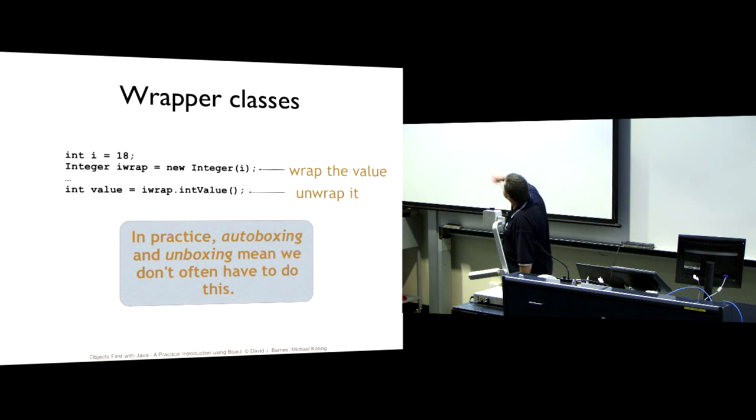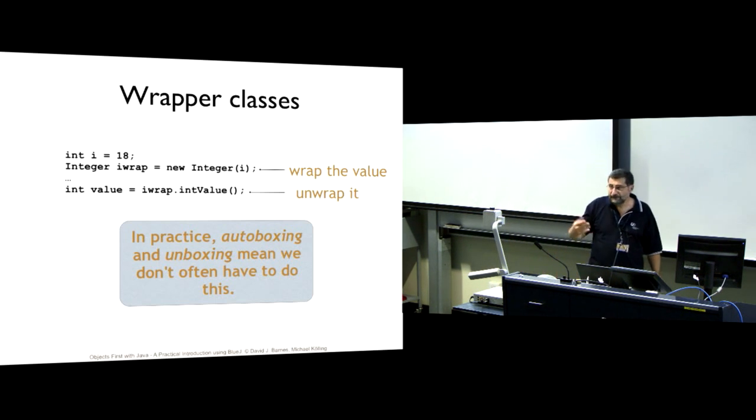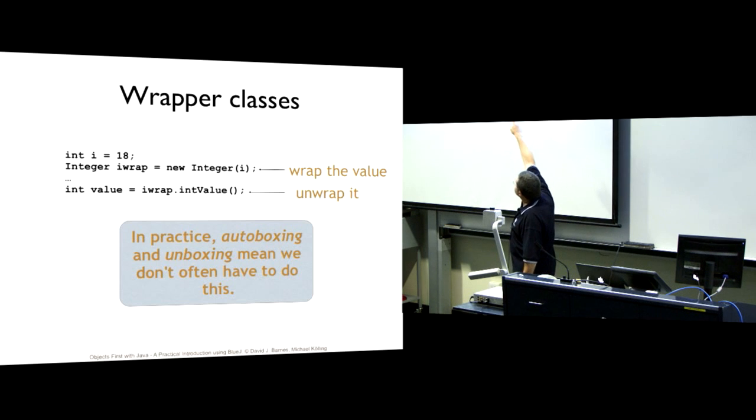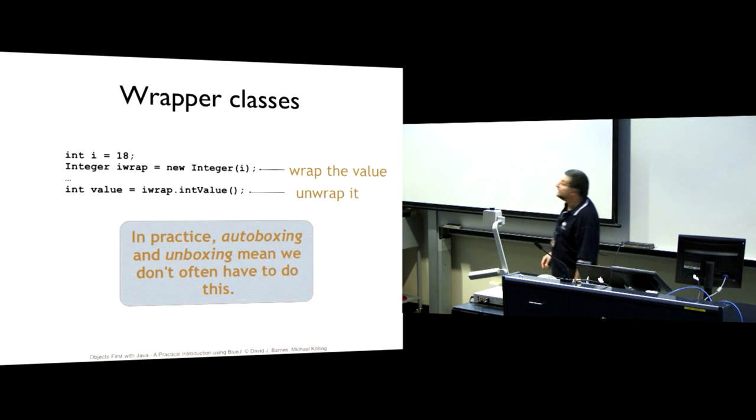Now, normally you don't have to do this, but here's an example where, suppose I have a primitive integer type I, which we just assigned the value 18. I can create an integer wrapper by doing this new integer, and I can unwrap it by getting int value.